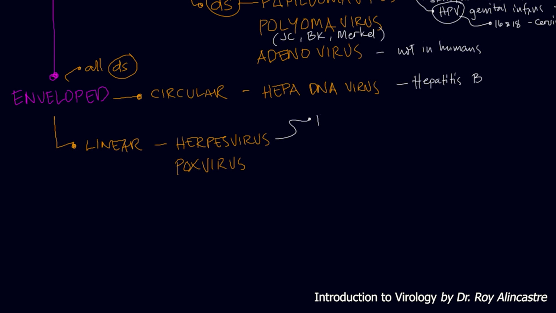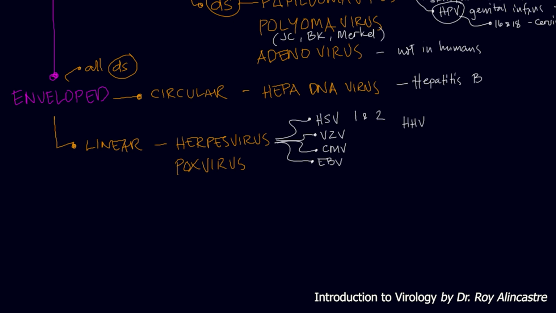Human herpes viruses include the HSV type 1 and 2, causing oral and genital lesions. You also have the varicella zoster virus that causes chickenpox and shingles, the CMV or cytomegalovirus, and Epstein-Barr virus. So take note of the acronyms. And you also have the human herpes viruses 6 and 7, which are T-cell lymphotropic, and the human herpes virus 8, which is associated with Kaposi sarcoma.